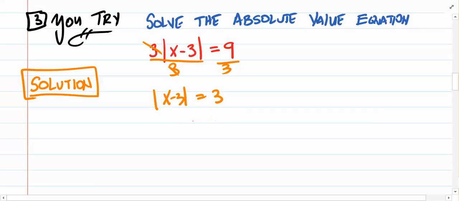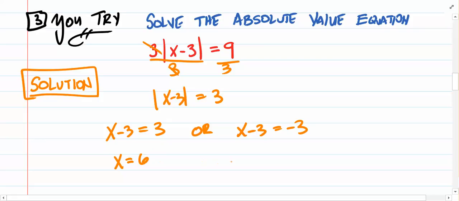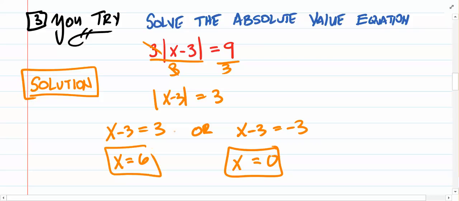So we would set it up as, well, x minus 3 could be positive 3, or x minus 3 could be negative 3. In either case, we would solve independently. So x is either going to be, if I add 3 to both sides, 6, or x is going to be, if I add 3 to both sides, 0. So these are the 2 solutions. So 6 and 0 are the 2 numbers that are 3 units away from the number 3.